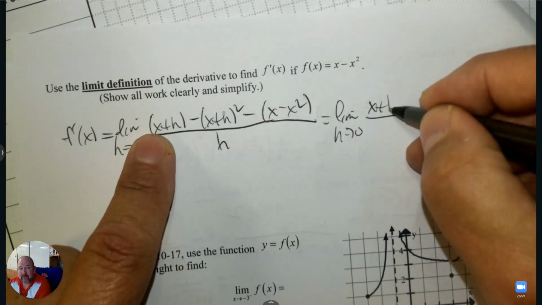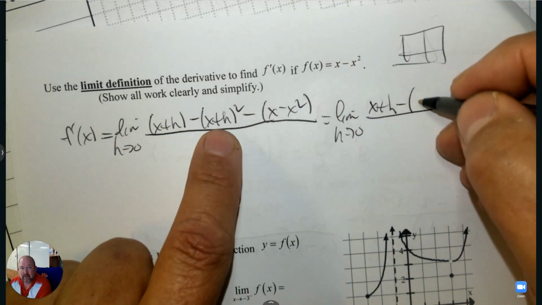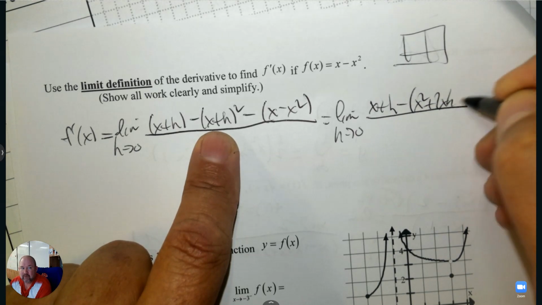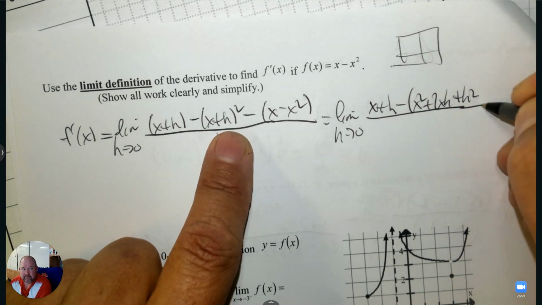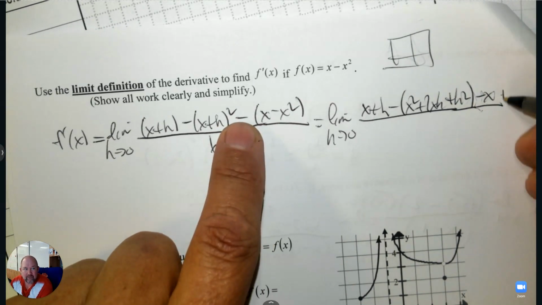So I have x plus h minus, if I FOIL this, so if you drew a box and you multiplied it out, you would get x squared plus 2xh plus h squared. And then minus x, and then a minus is plus x squared.